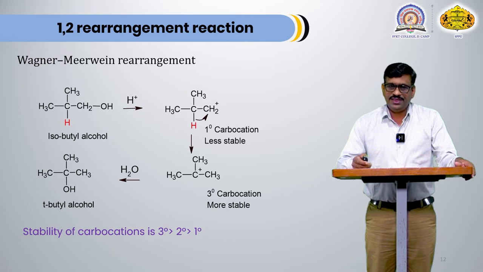It is less stable. That's why a hydrogen atom, that is a hydride, is shifted from the carbon atom to that positively charged carbon atom, and we get a tertiary carbocation, as the tertiary carbocation is more stable. After that, addition of water produces an alcohol, that is tertiary butyl alcohol. In this case, the expected product is tertiary butyl alcohol, and it is obtained by rearrangement reaction.